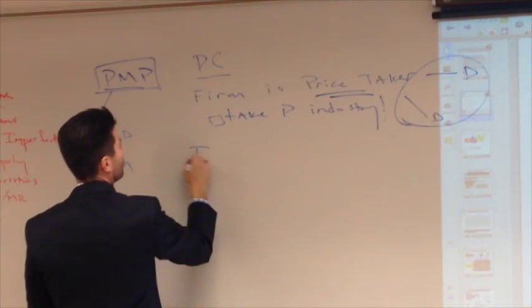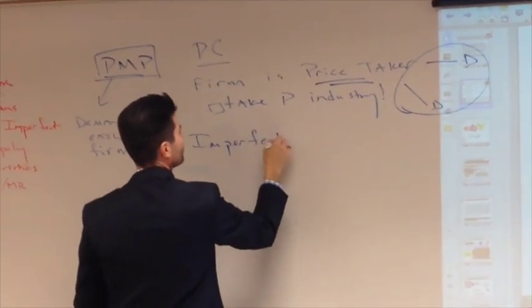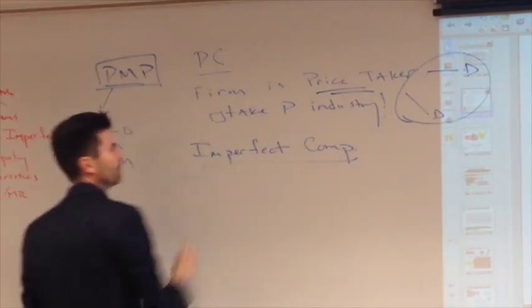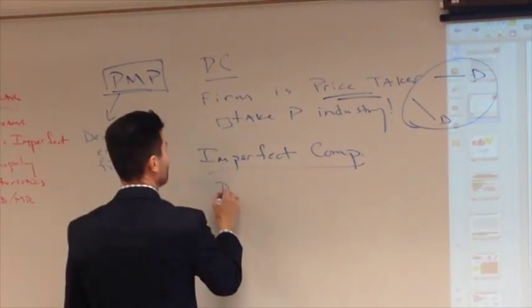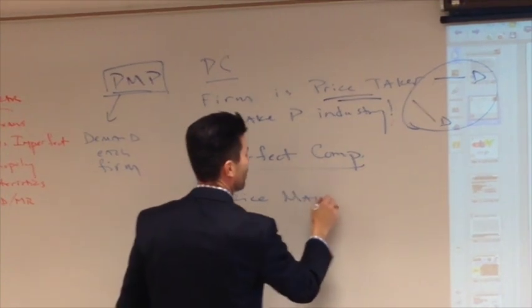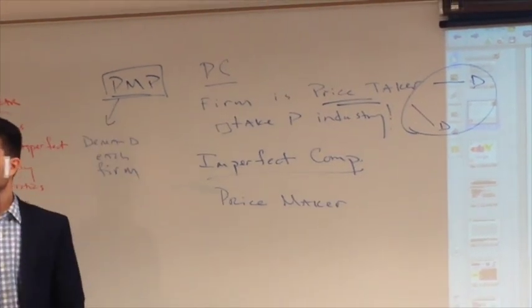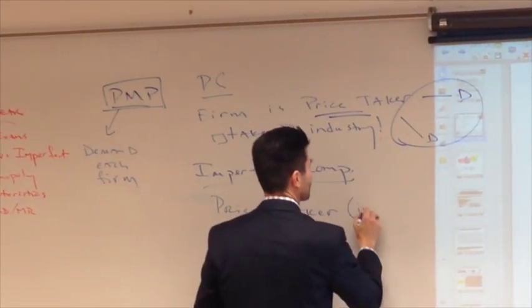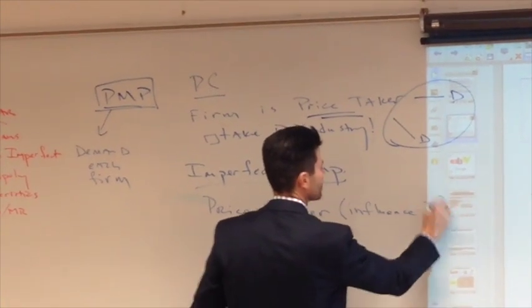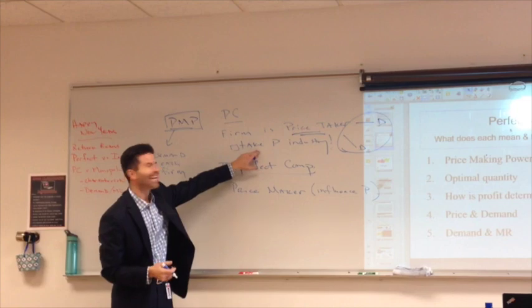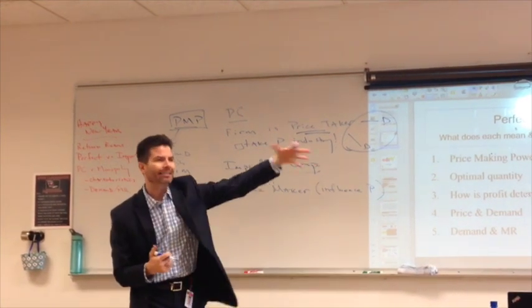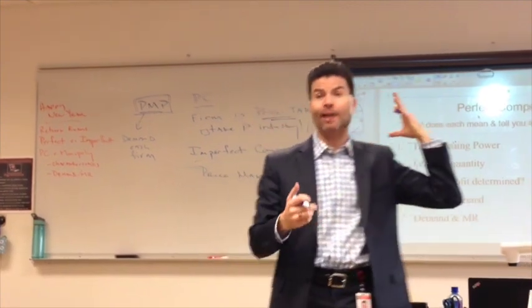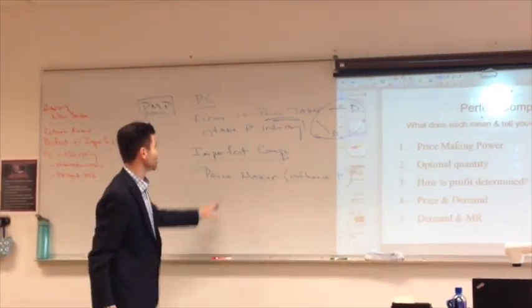But if I now look at imperfect competition, they are all price makers. Which, if you're a price maker, that means that you have influence over the price. That's all that means to you. A price maker means that you have the ability to influence the price. It means that you do not take it from the industry. You don't have some commodities exchange that says, here's what the price of corn is, or the price of wheat is, or the price of soybeans, anything of that nature.